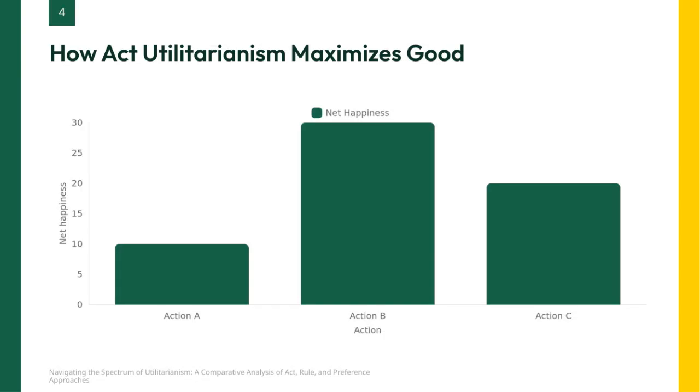Here we see a clear illustration of how act utilitarianism works to maximize overall good. The bar chart displays net happiness scores for 3 different actions. Action B stands out with the highest net happiness value of 30, indicating it produces the greatest positive impact. Action C follows with a net happiness of 20, and Action A has the lowest at 10. This visualization helps us understand that under act utilitarianism, the morally right choice is the one that results in the greatest net happiness, which in this case would be Action B. It clearly demonstrates the practical application of this ethical approach in evaluating outcomes to maximize overall well-being.